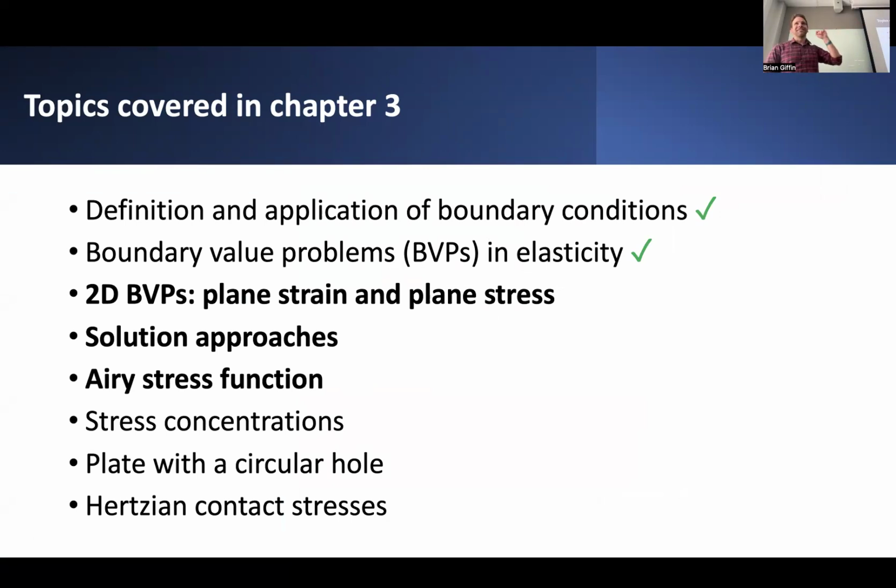First of all, we've covered, at least up to last lecture, some of the preliminary definitions on what are boundary conditions and what is a boundary value problem as it pertains to elasticity, the subject of this course. And in this lecture, we're going to talk more about solving particular boundary value problems in elasticity, specialized to the case of plane stress and plane strain. We defined these terms earlier when we covered some of the topics in chapter two, but we'll dive into more detail in today's lecture and solve a particular example.